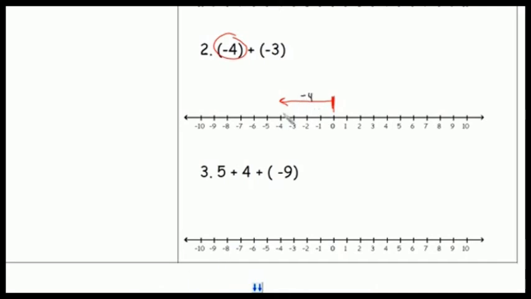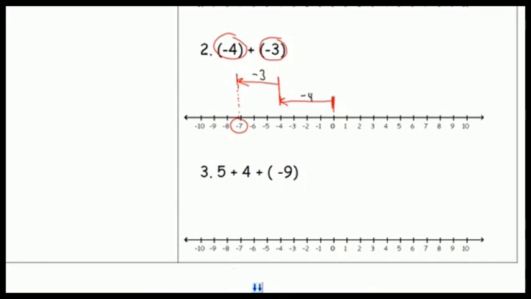Okay, and I label that with a negative 4. And then right on top of that, I'm going to draw my next line. The next line is going to be a negative 3. So I'm also going to move to the left 1, 2, 3 units. So I end up with an answer of negative 7, and I need to label my second arrow with a negative. That's it. Now if you have three numbers, positive 5, positive 4, and negative 9, then you're going to have 3 arrows in your problem.